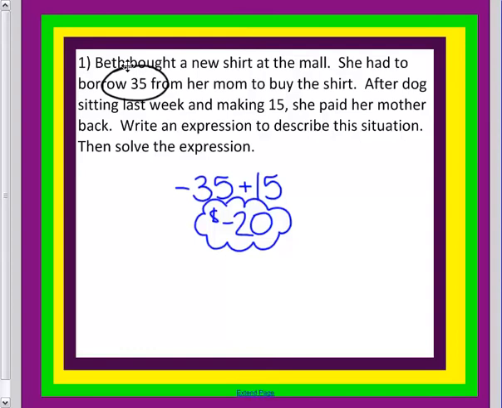Okay, so Beth had to buy a new shirt and she paid $35 and she borrowed that from her mom. So that's a negative. If she borrows, it's negative. She makes $15 dog sitting, so together she really owes $20 still.